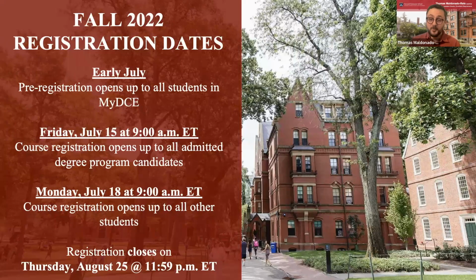Fall registration is fast approaching, so I'm really glad to have all of you here live today. We expect pre-registration, which is required every term before registration, to open sometime later this week. There are some important dates to keep in mind. Friday, July 15th at 9 a.m. Eastern Time, course registration will open to all admitted degree candidates. Then on Monday, July 18th at 9 a.m., everyone else can begin registering for courses in the fall. We have a pretty tight window during which registration is available. Registration will close Thursday evening, August 25th at 11:59 Eastern Time.